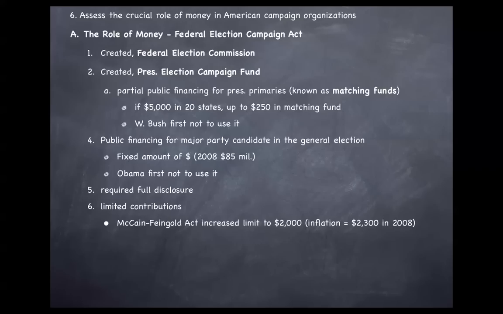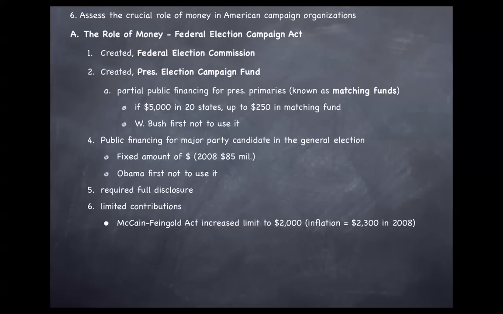It also created a presidential election campaign fund, where the idea is that people running for office can get public financing for their campaign. The government actually matches funds for you if you are able to raise enough money, like $5,000 in at least 20 states. If you're able to raise that, you can get matched up to $250 per individual in matching funds.